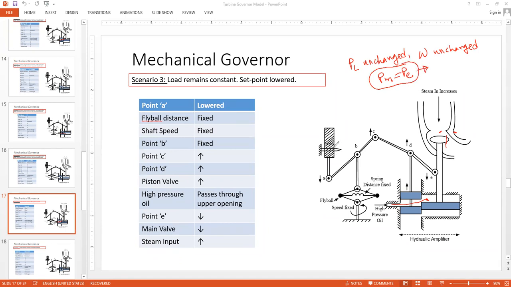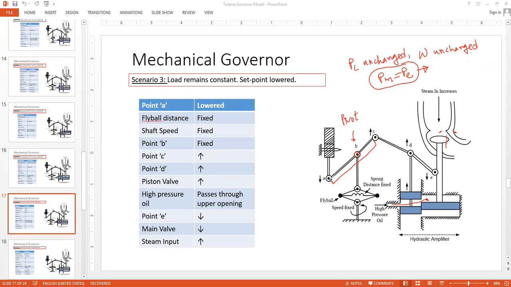But so to start with, what we are doing, we are changing point A position. So as soon as we change position A, speed is fixed here. So there is no deviation in speed being sensed by the sensing mechanism or by the sensor. So the fly ball distance is kept fixed. The spring distance remained fixed. Point B remained fixed. But because of point B being the pivot point here for the part ABC, or the arm ABC, this arm.